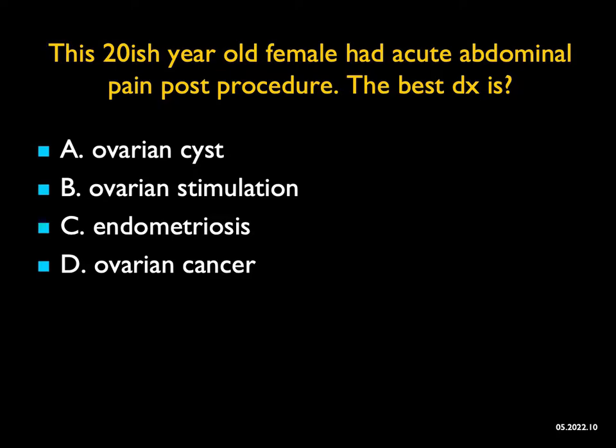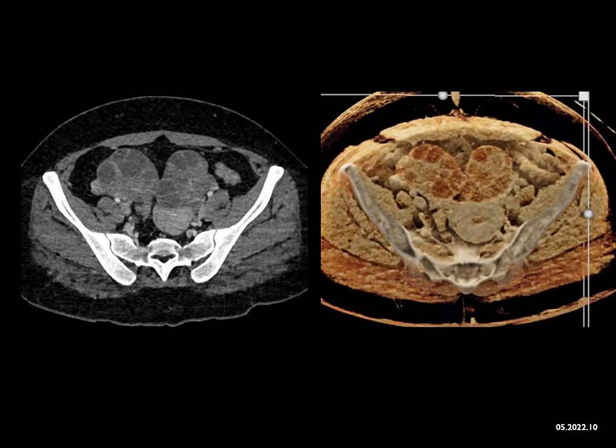This 20-ish-year-old female had acute pain post-procedure. What's the best diagnosis? So the key, of course, is what I said to you, had a procedure. Well, when you look, the patient who's young has enlarged ovaries bilaterally. It's not an ovarian cyst. There are too many cystic lesions. Endometriosis can give you many different appearances, including cystic lesions, but usually not with so many septations.